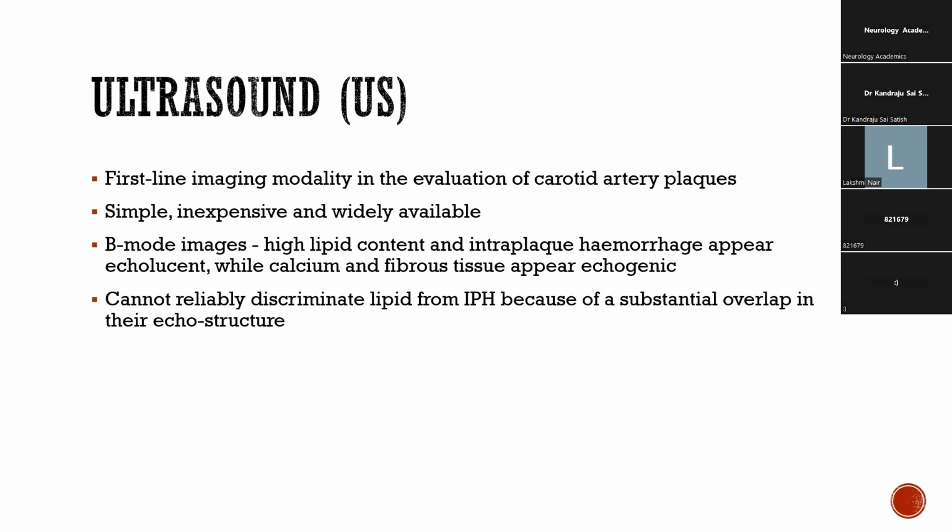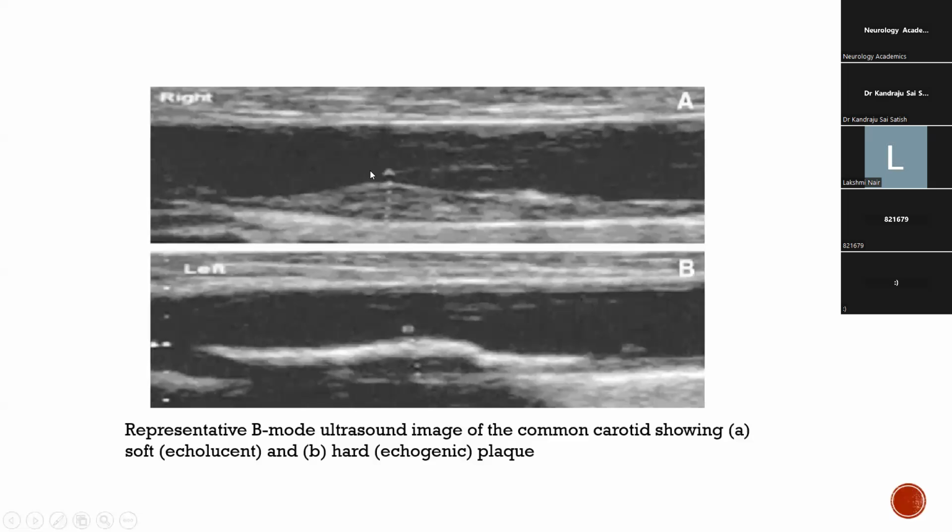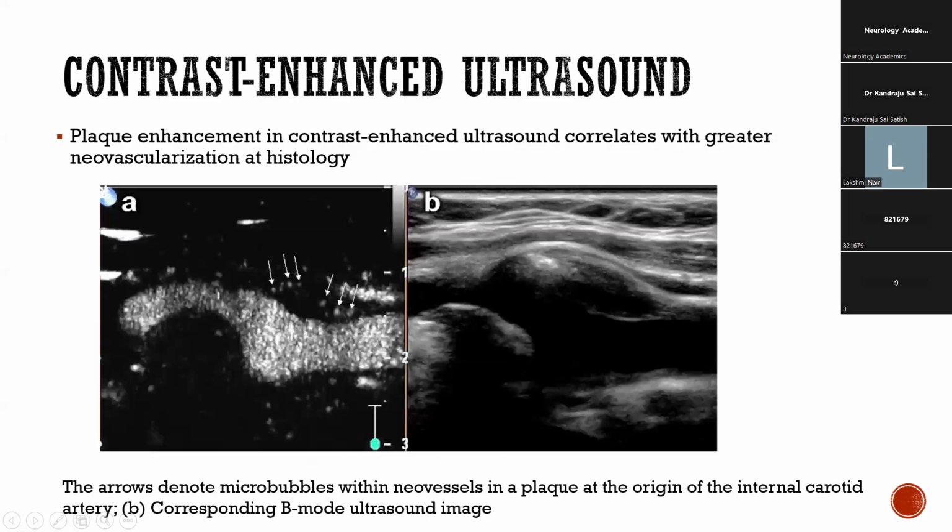So this representative image of the B mode ultrasound shows the common carotid artery with a soft echolucent plaque as well as a hard echogenic plaque.